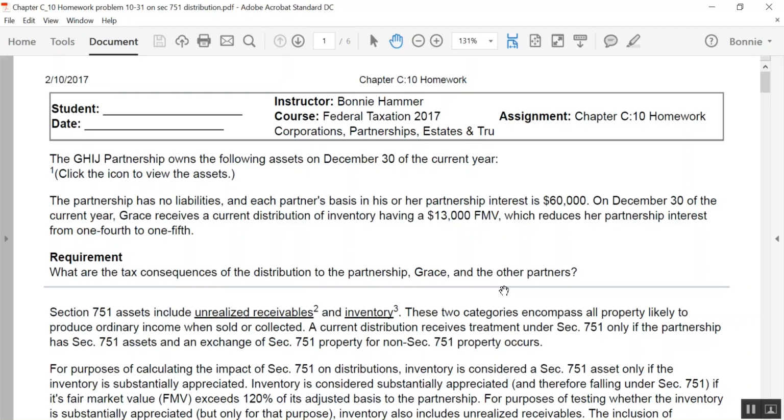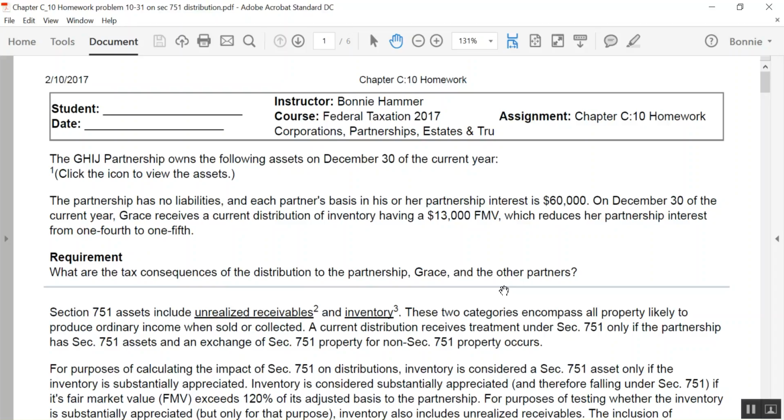They don't give you that in the problem, but if you had some sort of an asset which had within it a built-in recapture item that had not been recognized yet, then that would be an unrealized receivable. You might see that in practice, but they're not giving an example of that in the book. And then inventory is the second kind of 751 asset.